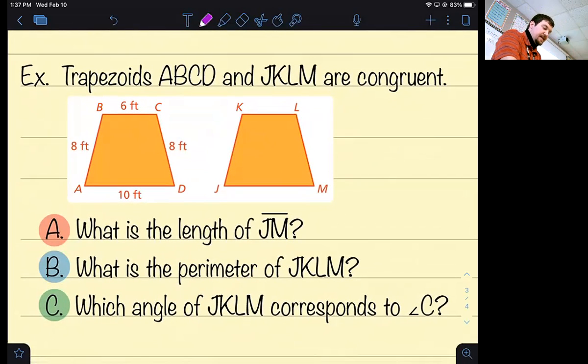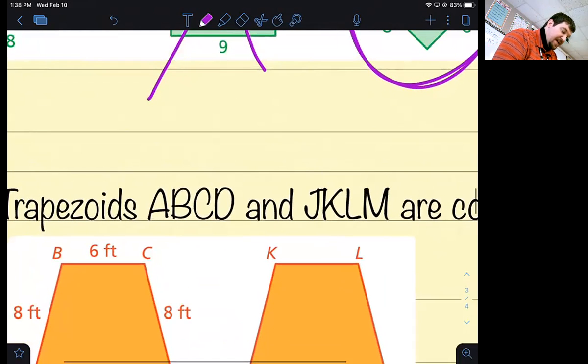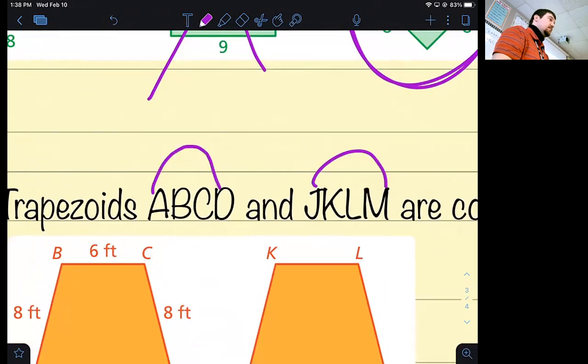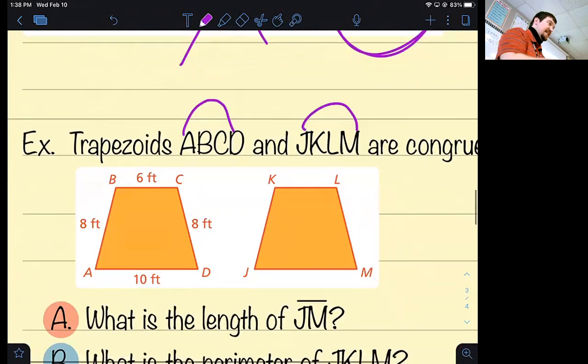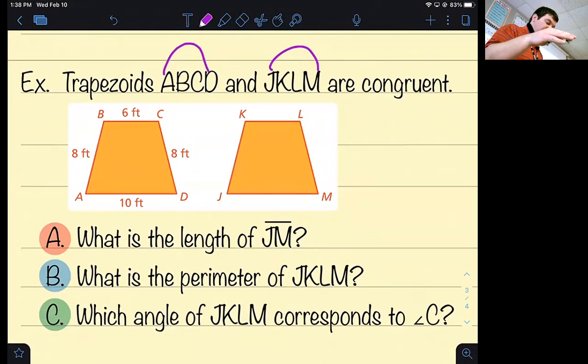Trapezoids ABCD and JKLM are congruent. And I wrote those letters in a specific order because that's our congruent statement right there. What is the length of JM? Well, without even looking at the shape. And again, I know you can look at it because they didn't rotate it, they didn't reflect it. They're literally the same image of each other. So you don't have to look at it. But if I didn't have that image, I can tell you that JM is going to be the exact same length as AD. Is that true? Does it match up with AD on the other shape? It does, because they're both the bottom sides there. Okay. So what is the length of JM going to be, Elise? 10 feet. Good.